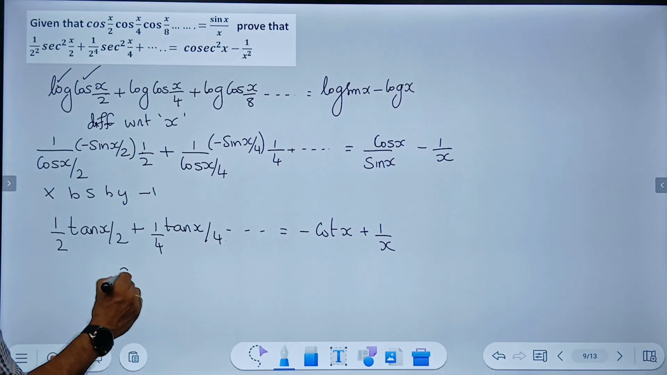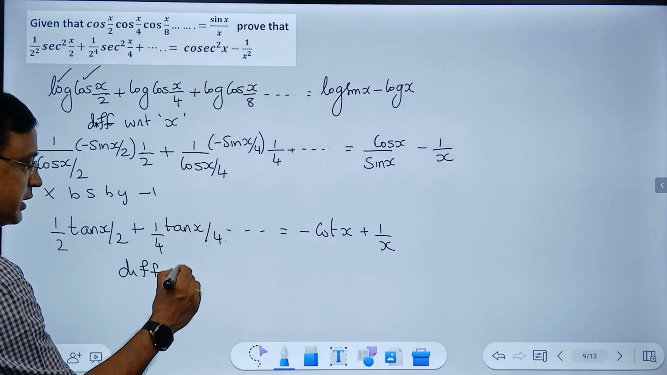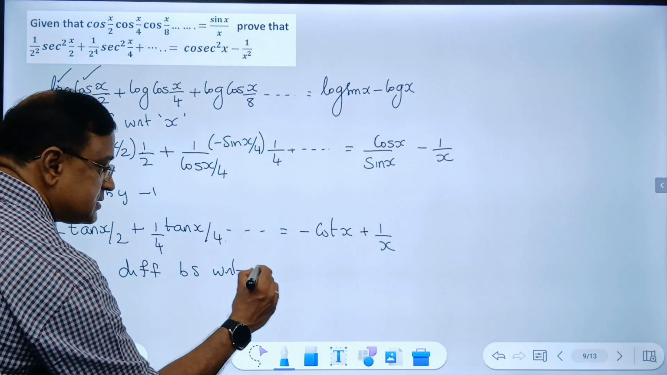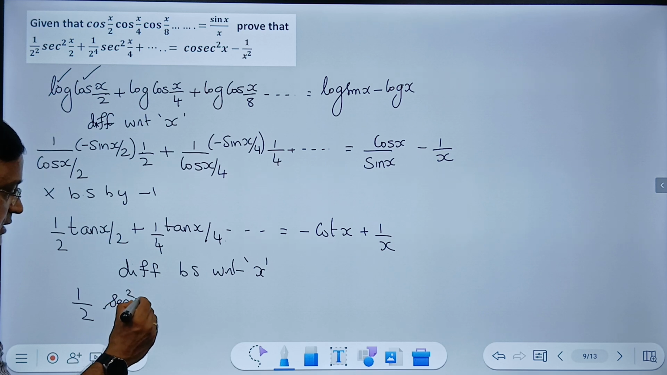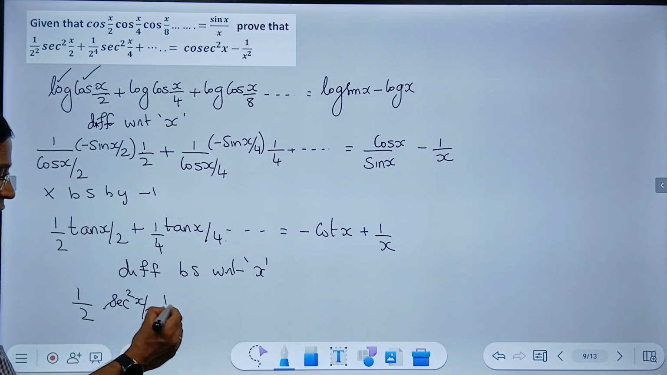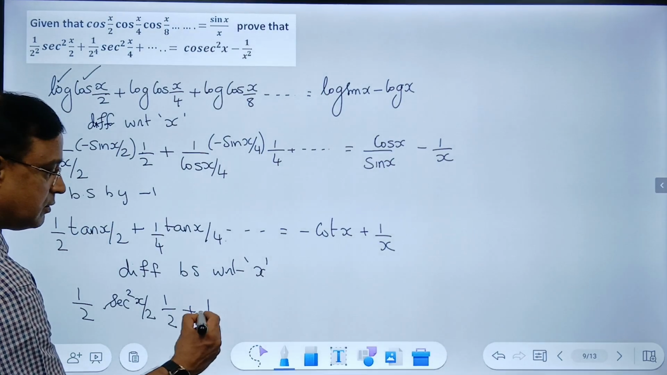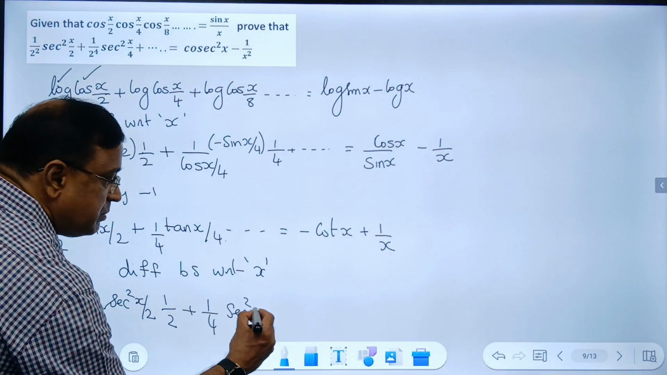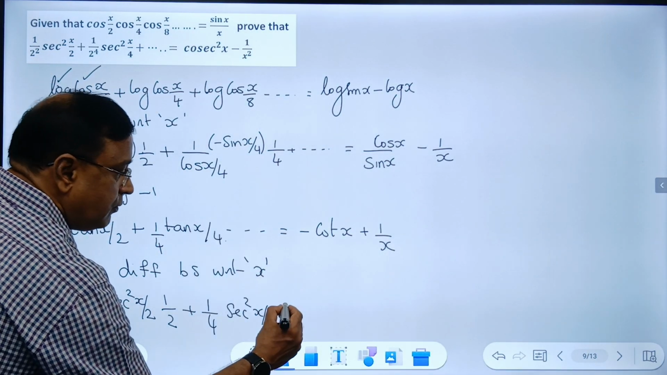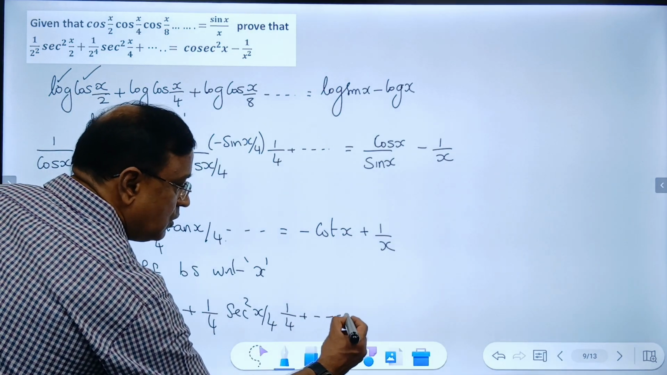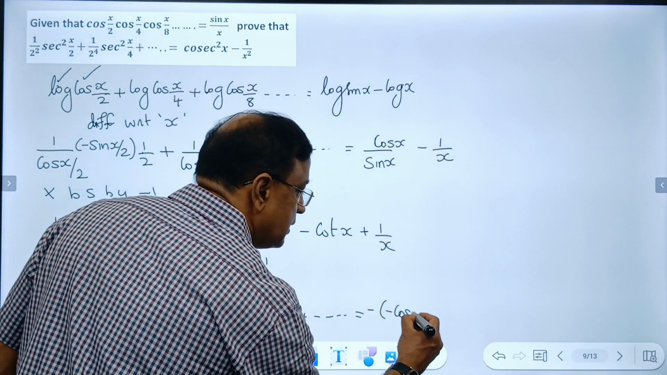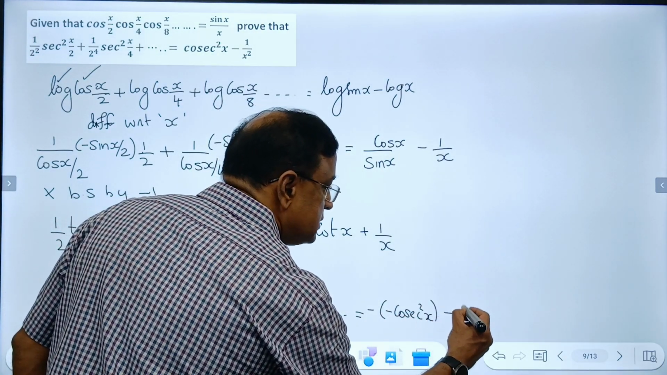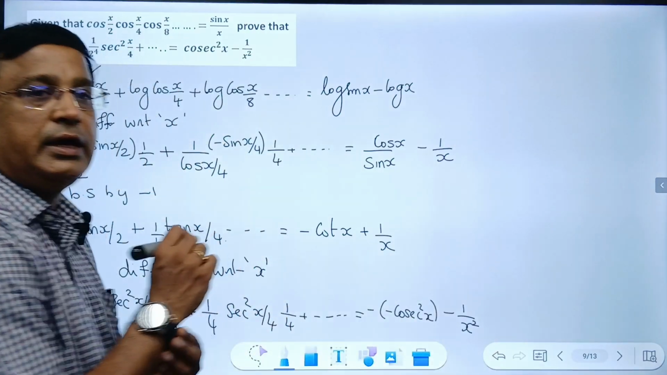So the best part is, again, you have to differentiate yet again. Differentiate both sides with respect to x. What happens? Half is a constant. What is differentiation of tan? Secant square x by 2. Now x by 2 differentiation is 1 by 2, plus secant square x by 4, differentiation of x by 4 is 1 by 4, so on up to, what is differentiation of cot? Cot is minus cosecant square x, minus 1 by x square, because differentiation of 1 by x is minus 1 by x square, right?